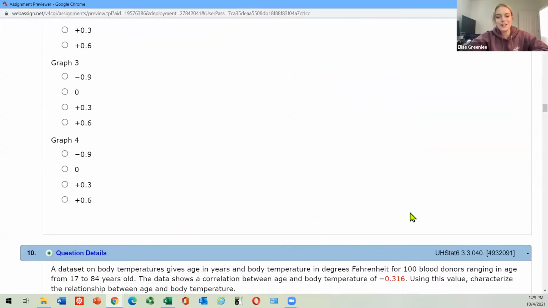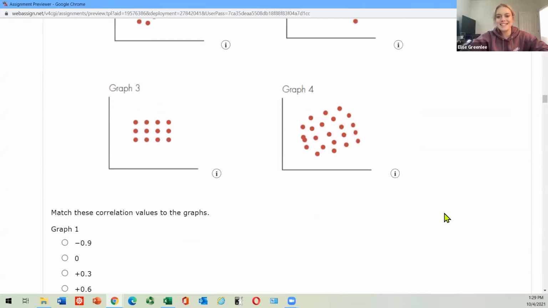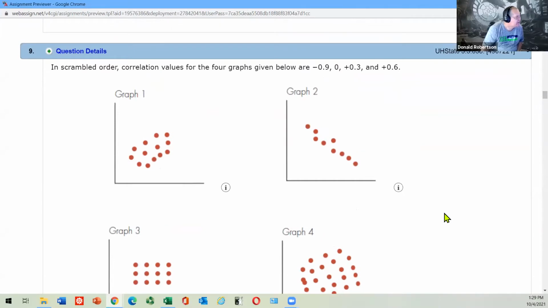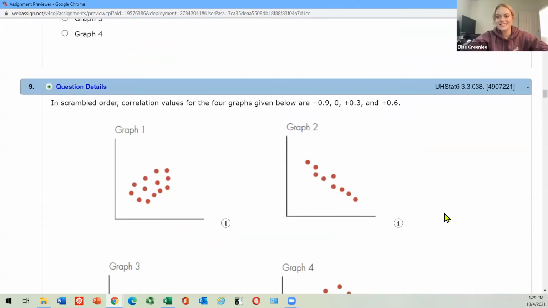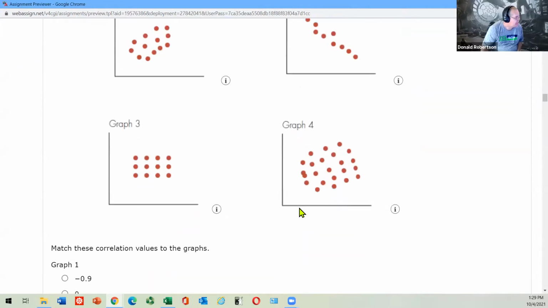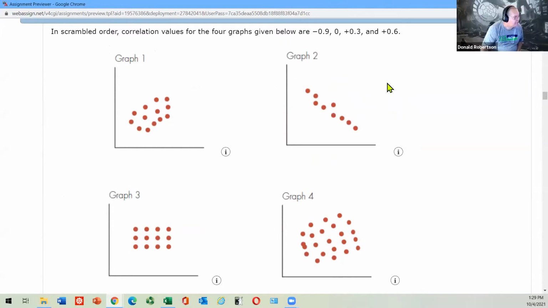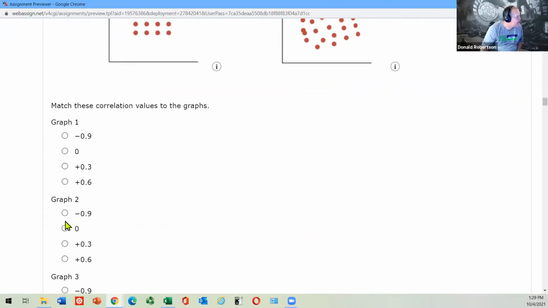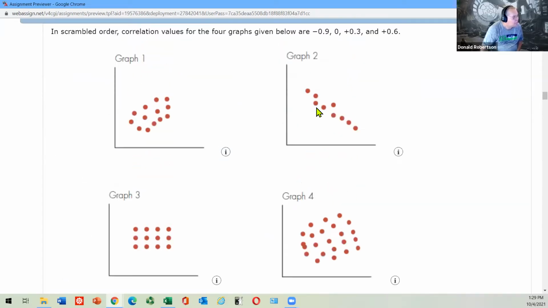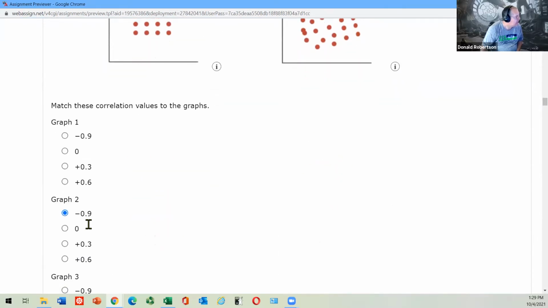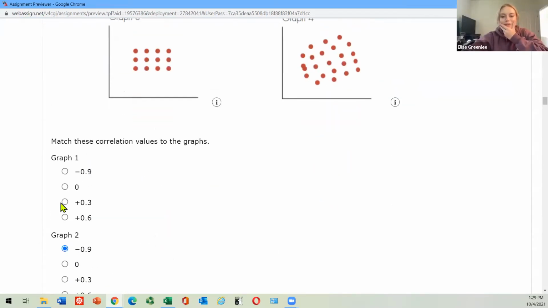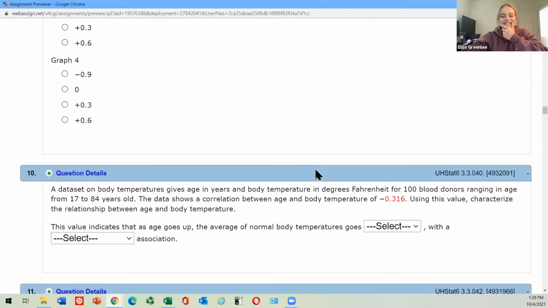I'm not quite sure what's going on with my WebAssign, but every single one of those answers it said was wrong. Okay, so graph 2 is, right, match these correlations. So let's see, graph 2 should have been negative 0.9. So graph 2 is negative 0.9. Graph 1 we decided was going to be the 0.6 guy. No, actually, I think, never mind. I put them in wrong. Oops. Okay, but you figured it out. Yeah, right, sorry, that's fine.